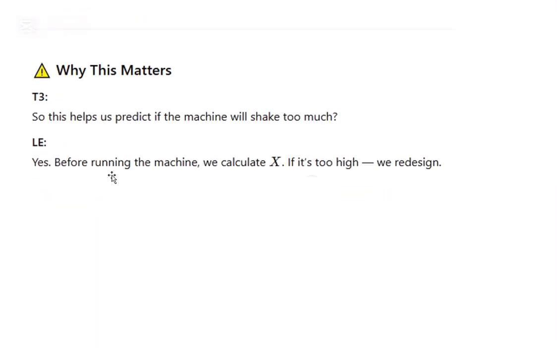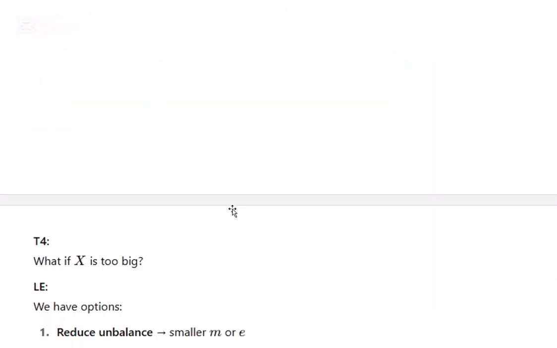Why does this matter? This helps us predict whether the machine will shake too much or not. Before running the machine, we calculate x. If it's too high, we redesign.